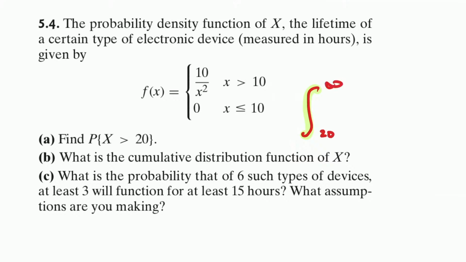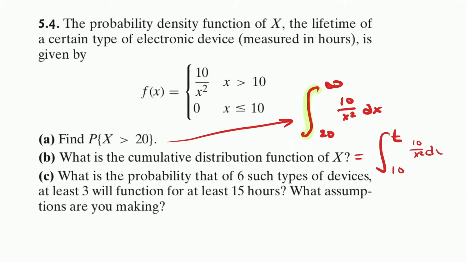If you don't like infinity, you can always do 1 minus the integral from 10 to 20. Then the cumulative distribution function is going to equal the integral from 20 to t of, not 20, 10. From 10 to t. So just cumulative, and you can do that. But I can do it for you if you want.